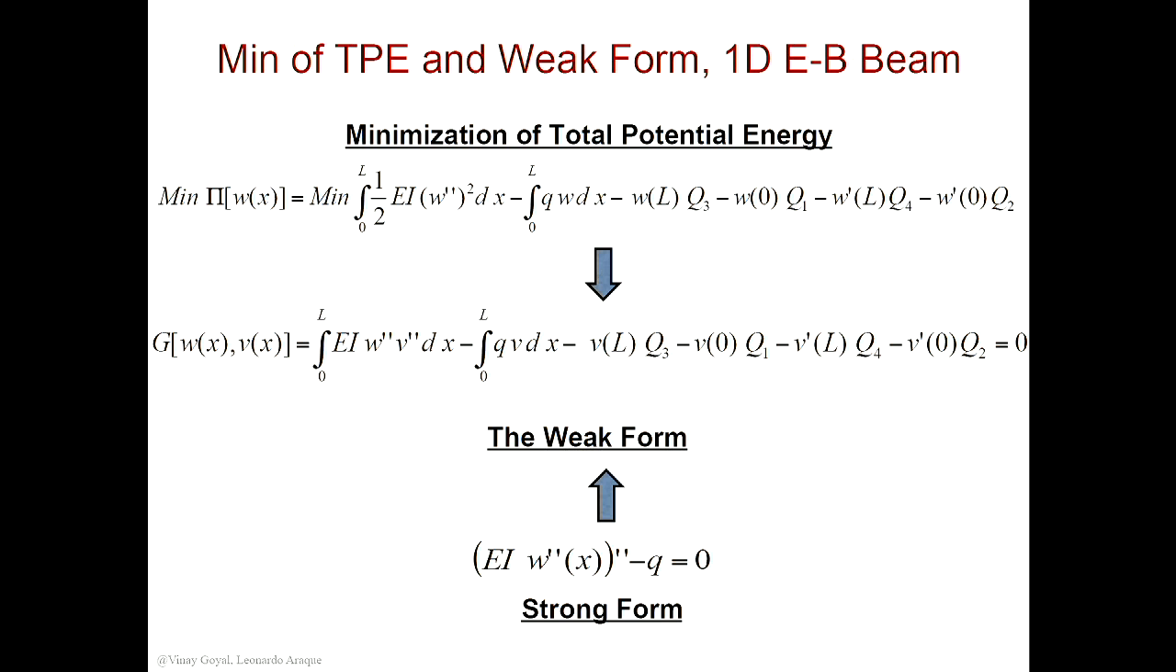And once again, everything is connected. Strong form, from here I get the weak form. From here, minimizing this got me to the weak form. So in other words, if I solve for W here, that W is, in fact, the one that minimizes this total potential energy. And this is how they're connected. Any questions on that?